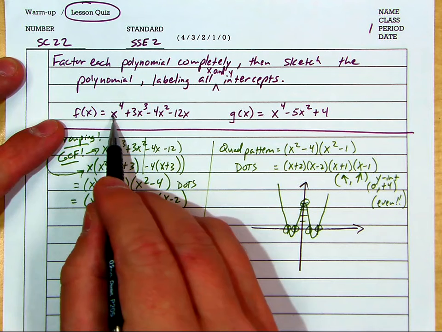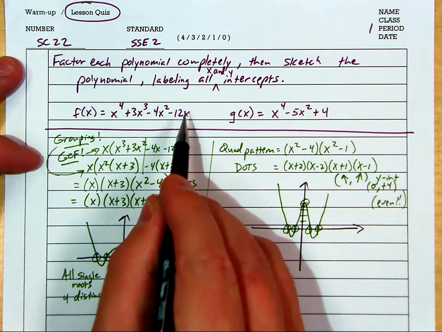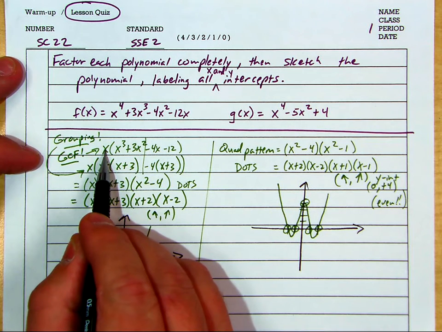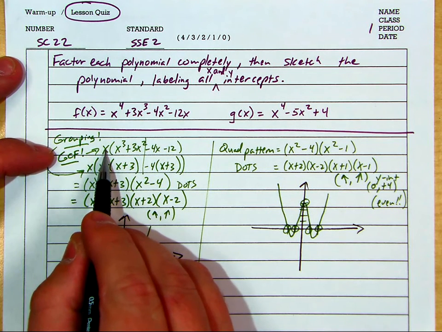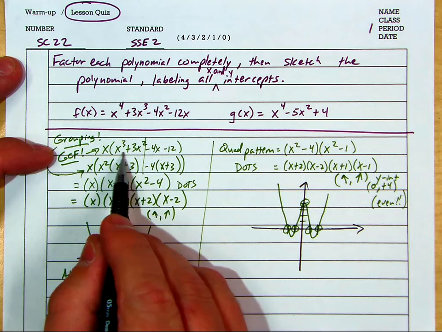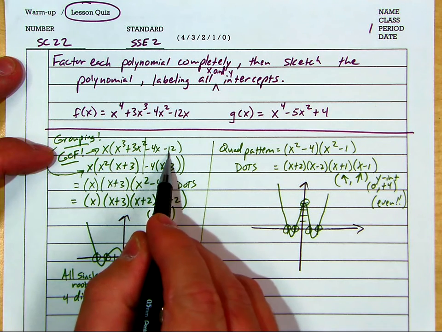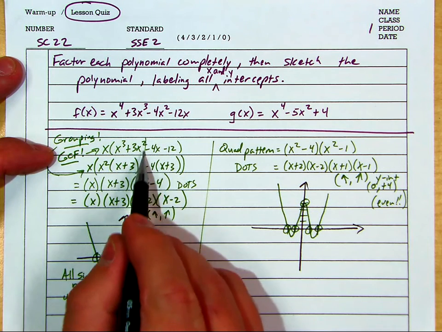For function f, you had to see the GCF was x. Remember to always look for a greatest common factor first. And then when you factor that out of these four terms, you get this four-term polynomial, which you have to do factor by grouping. So you split it up.